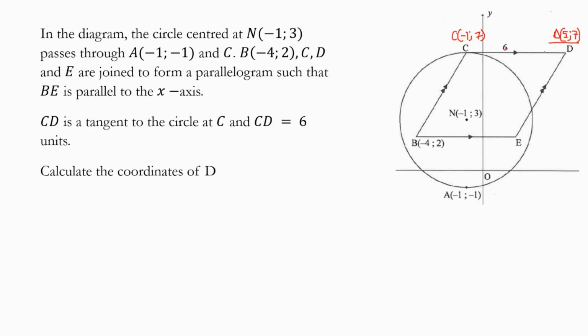is what? Is 7, because these are what? Horizontal lines. The y coordinates are just the same. Remember when you checked for the vertical line, the x coordinates are the same. But for a horizontal line, the y coordinates are what? Are the same. Okay, so for D, the x coordinate is 5, the y coordinate is 7. Okay, right, so we can say therefore D is (5, 7).